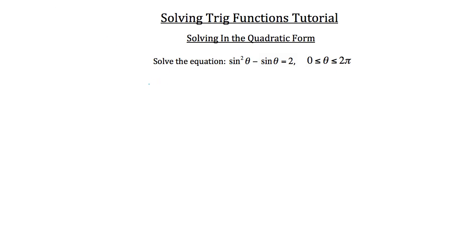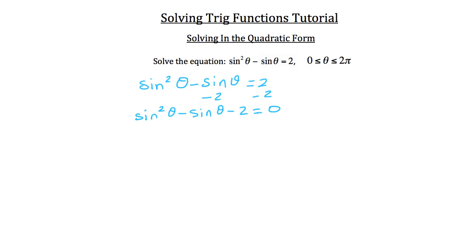So we have sine squared theta minus sine theta is equal to 2. And remember, when you're solving a quadratic equation, you want to set everything equal to 0. So I'm going to subtract 2 from both sides of the equation here. So we're going to have sine squared theta minus sine theta minus 2 is equal to 0.